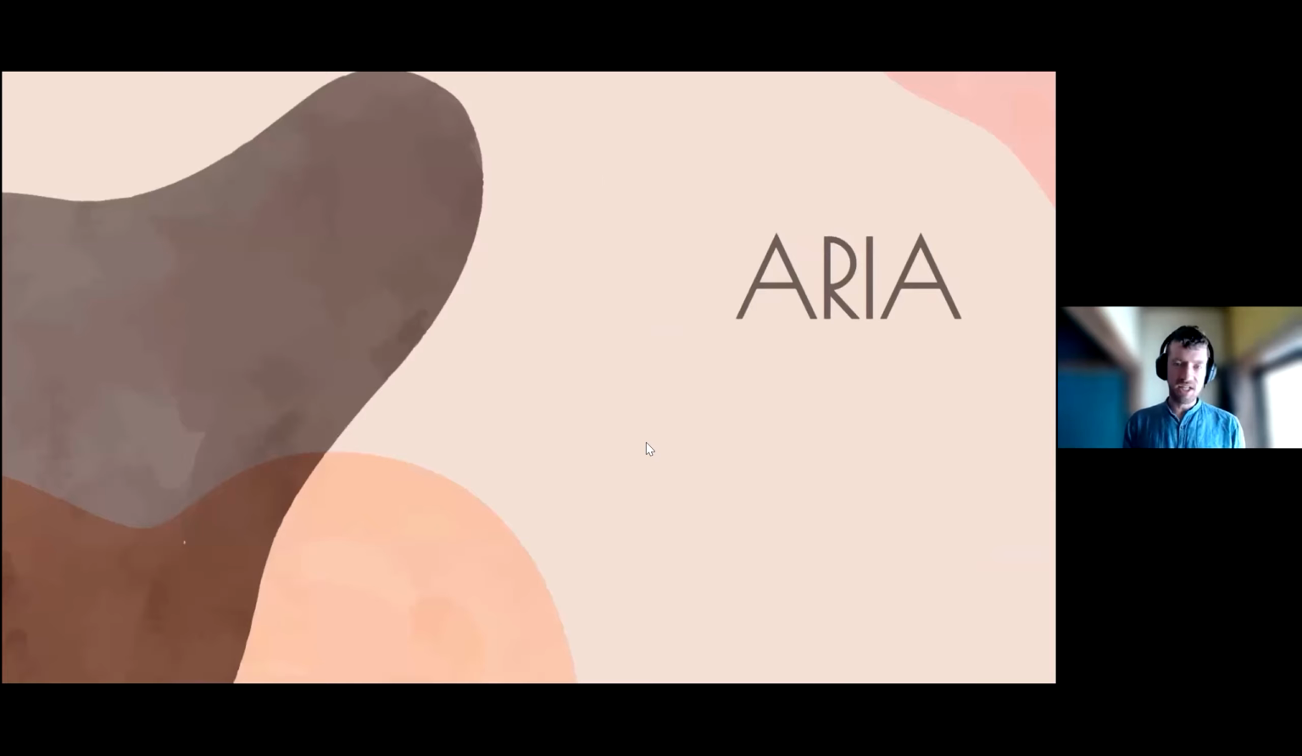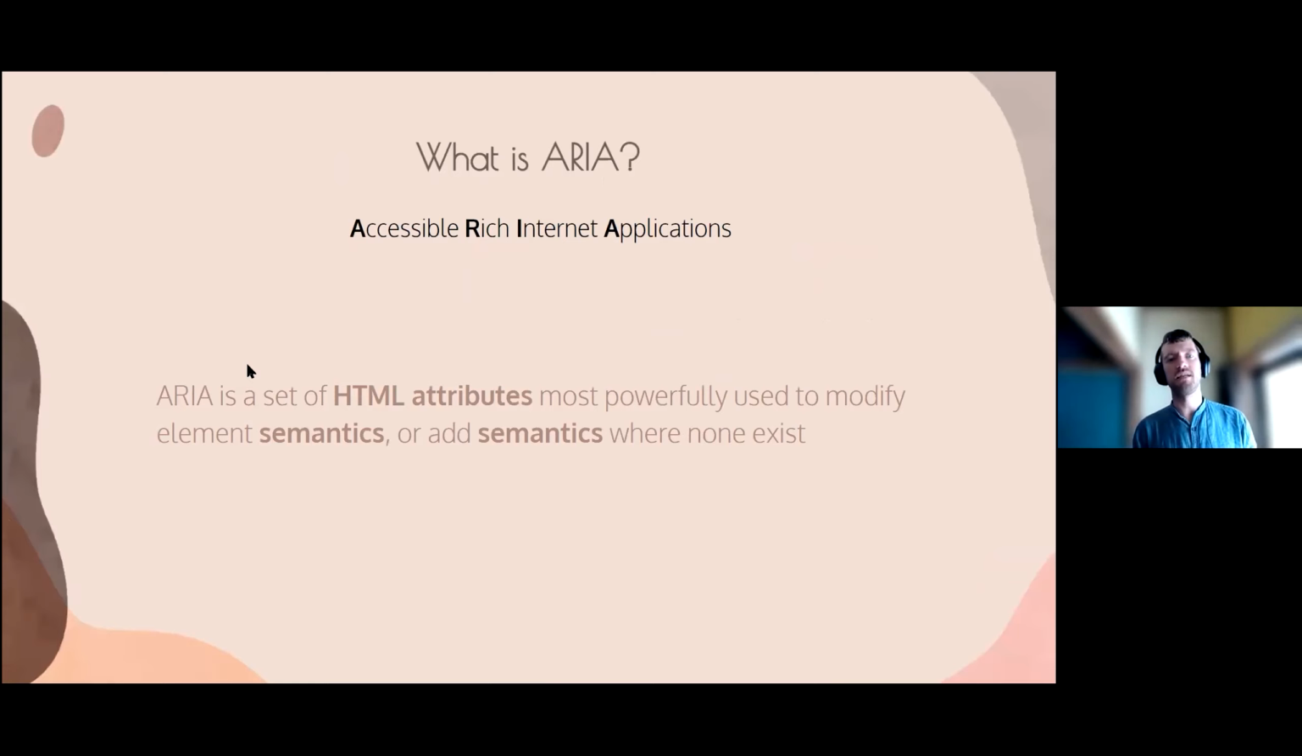Okay, let's briefly talk about ARIA. What is ARIA? ARIA stands for accessible rich internet applications. And very basically, ARIA is a set of HTML attributes that you give to your HTML elements. And they're really powerfully used to modify element semantics or add semantics where none exist. HTML, if it's used correctly, can be very semantic and easy to read for a screen reader, but as soon as you start doing more interesting stylistic things, it can make things really difficult for a screen reader. So this is where ARIA jumps in.